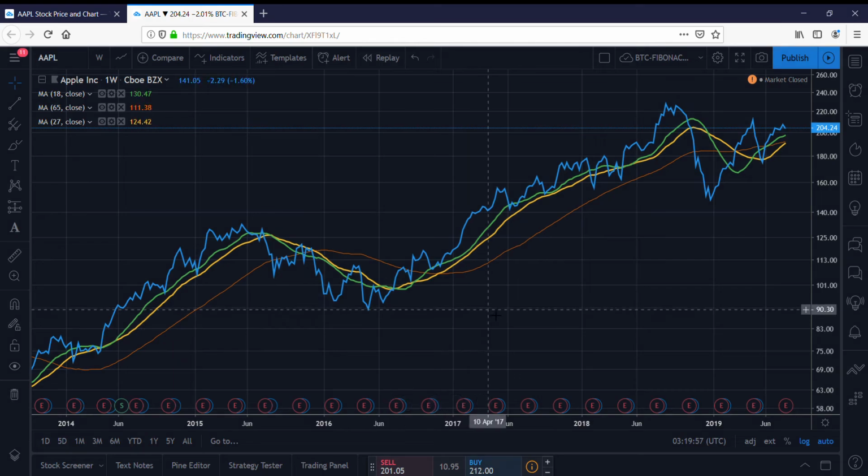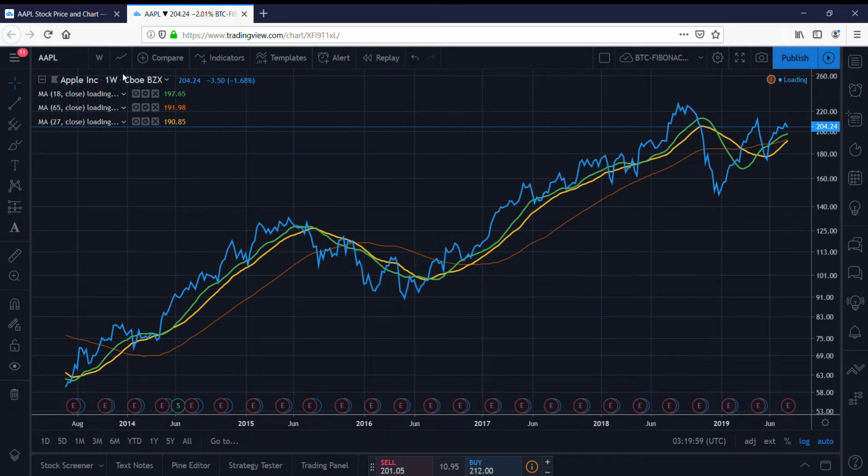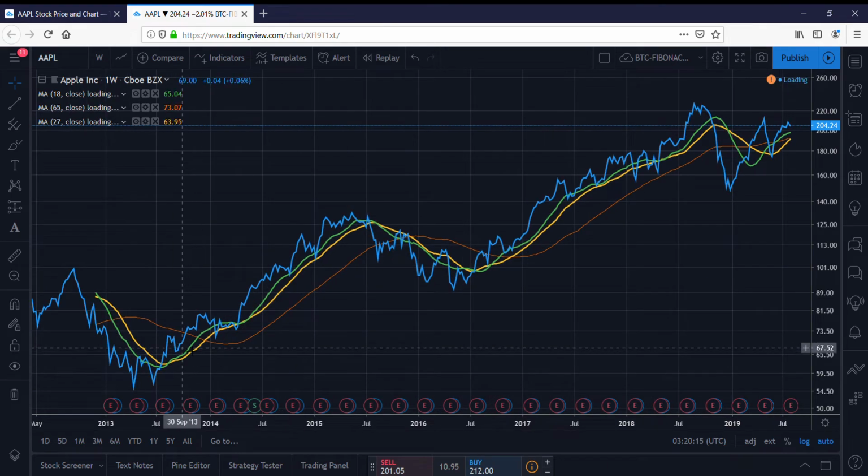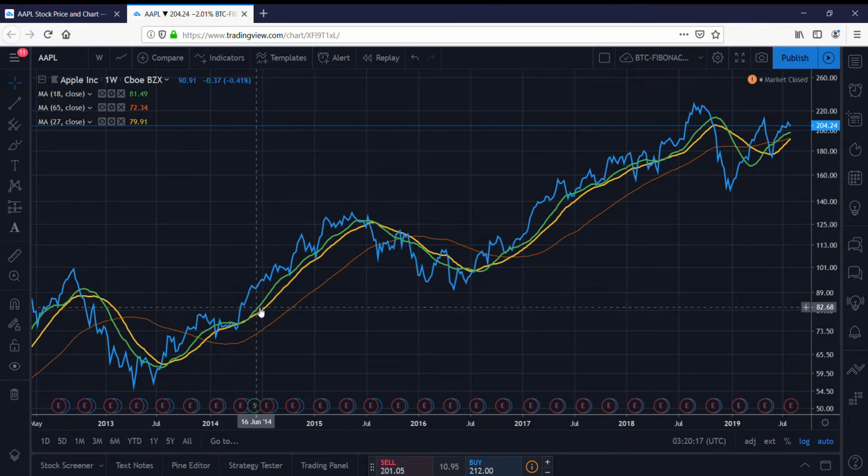So let's focus on this. This is the weekly chart, and you can see I added three indicators: 65 is the orange one, then the 18 moving average and the 27 moving average. This is a weekly duration. So you can see wherever the 18 moving average is crossing the 27 moving average, you can see this one. 18 is the green one, and 27 is yellow.